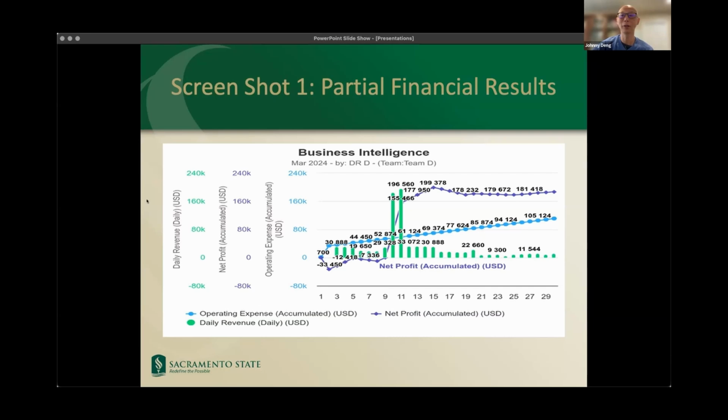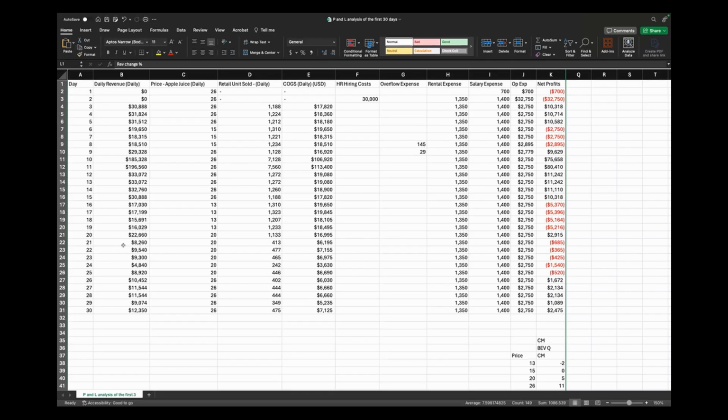And then let me stop this one. I'll show you what my Excel looks like. So this is like 30 days, and they can download different data, and this is one of the data sheets they can download. With this they can calculate the daily profit. On the right hand side, you can see the net profit operating, and there's overflow.